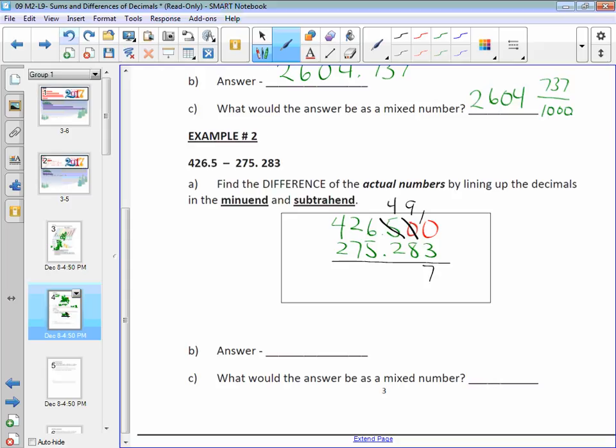9 take away 8. 4 take away 2. Decimal, bring it straight down. 6 take away 5. 2 take away 7. Can't do it. Borrow from the 4, make it 8. Yup. 12 take away 7. 3 take away 2. Done. It's this area where you have several zeros together where you gotta practice it, because not everybody knows it routinely.